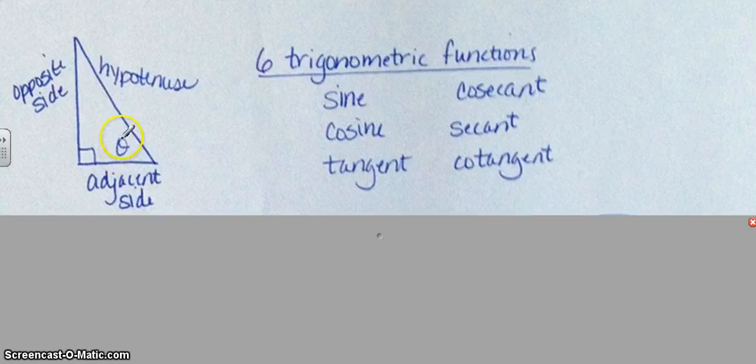If I'm thinking about theta, this would be the side opposite, and this would be the side that's adjacent. The hypotenuse is always the side that's opposite the right angle. It's also always the longest side in your right triangle.